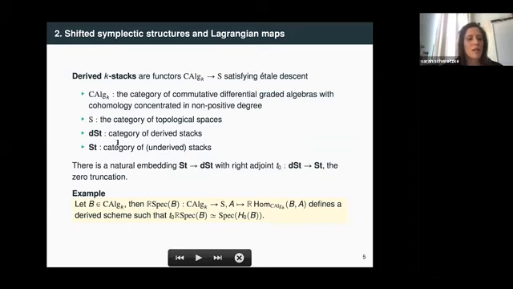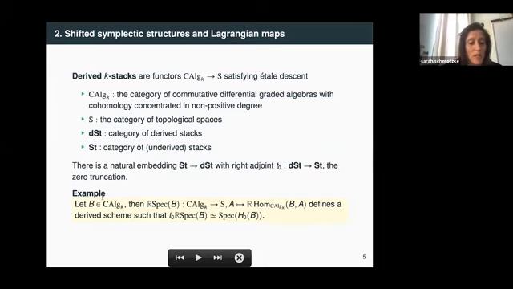Here in this talk, I will denote by D stack the category of derived stacks, and just stacks the category of normal, ordinary, underived stacks. And so what I always have is a natural embedding of stacks into derived stacks. And this embedding comes with a right adjoint, which is called the zero truncation. So I can produce out of a derived stack by truncation an ordinary stack.